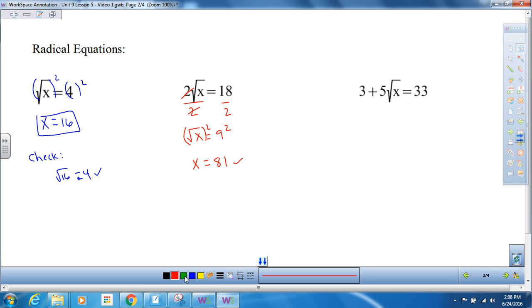There are cases, and we're going to see that in the next lesson, where sometimes when you plug them back in, it doesn't work. And it doesn't mean that your work is wrong. It just gives us a special solution known as an extraneous solution. But we'll look at that in the next lesson.